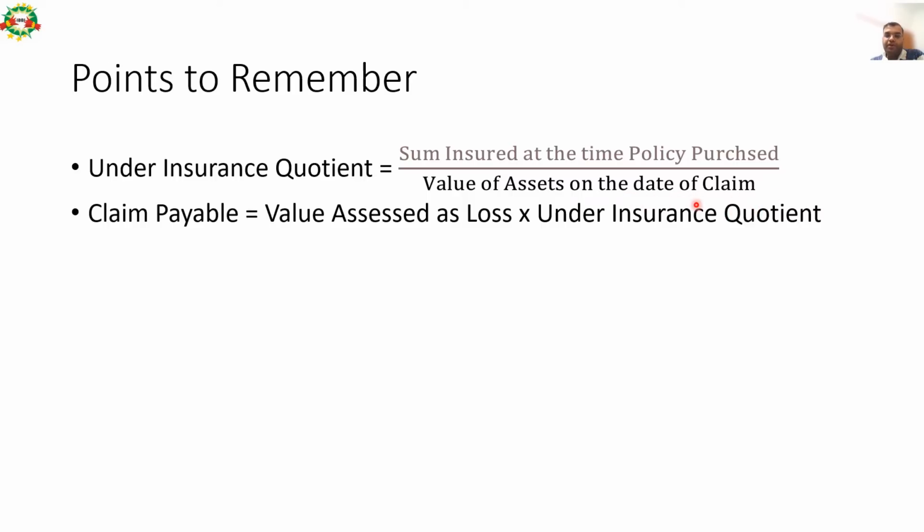So it is not the value of the asset on the date of policy purchase, rather it is on the date of claim. This is an important point we have to remember. So, sum insured at the time of purchase of the policy, but value of the asset is taken on the date of claim. So claim payable is equal to value assessed as loss multiplied by the under insurance quotient. So these are the two important formulas.